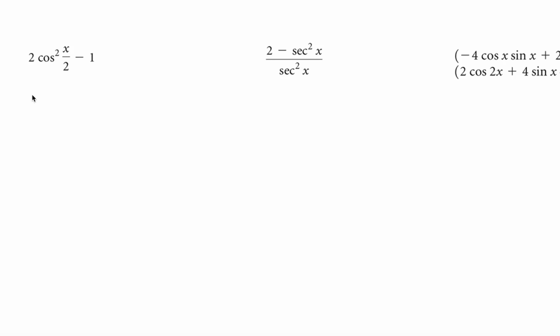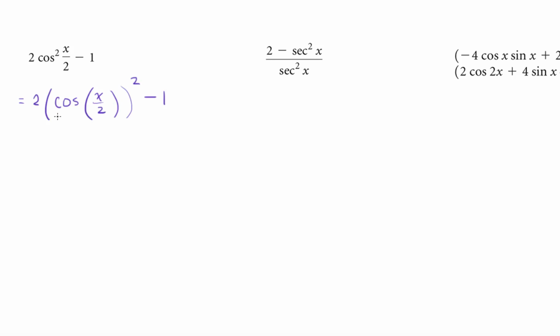2 cosine squared x half minus 1. Well, a little bit of caution. I know the notation is different, but bear with me. If you were to write this clearly, this is what that is expressing. Okay? So it's the cosine of x over 2, squared.